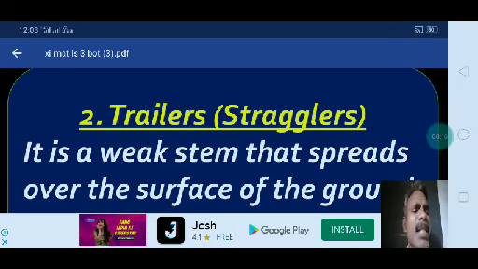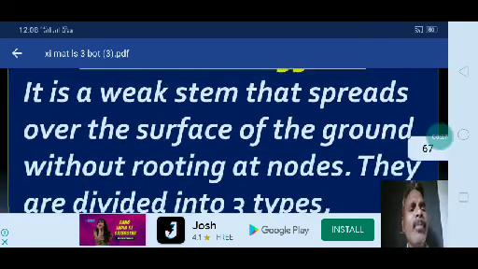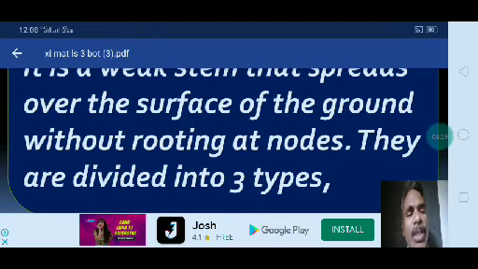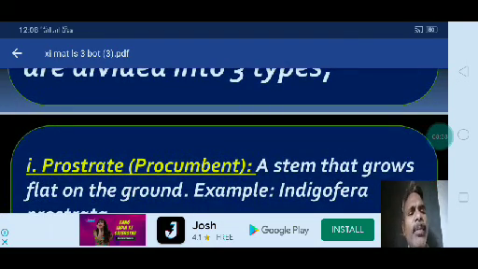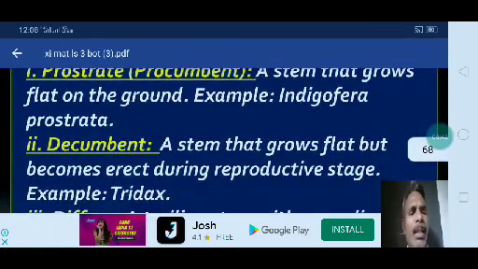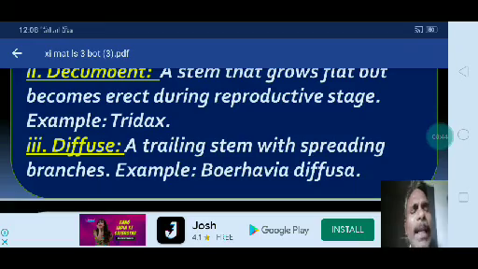Then trailers, stragglers. It is a weak stem plant that spreads out over the surface of the ground without rooting at the node region. In the node region, no roots are produced. They are divided into three categories: prostrate or procumbent, decumbent, and diffuse.